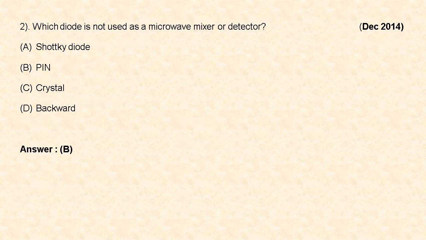Next question. This question was also asked in December 2014. Which diode is not used as a microwave mixer or detector? A, Schottky diode. B, PIN diode. C, crystal diode. D, backward diode. Here we know that PIN diode cannot be used as a microwave mixer or detector. Hence option B is the correct answer.